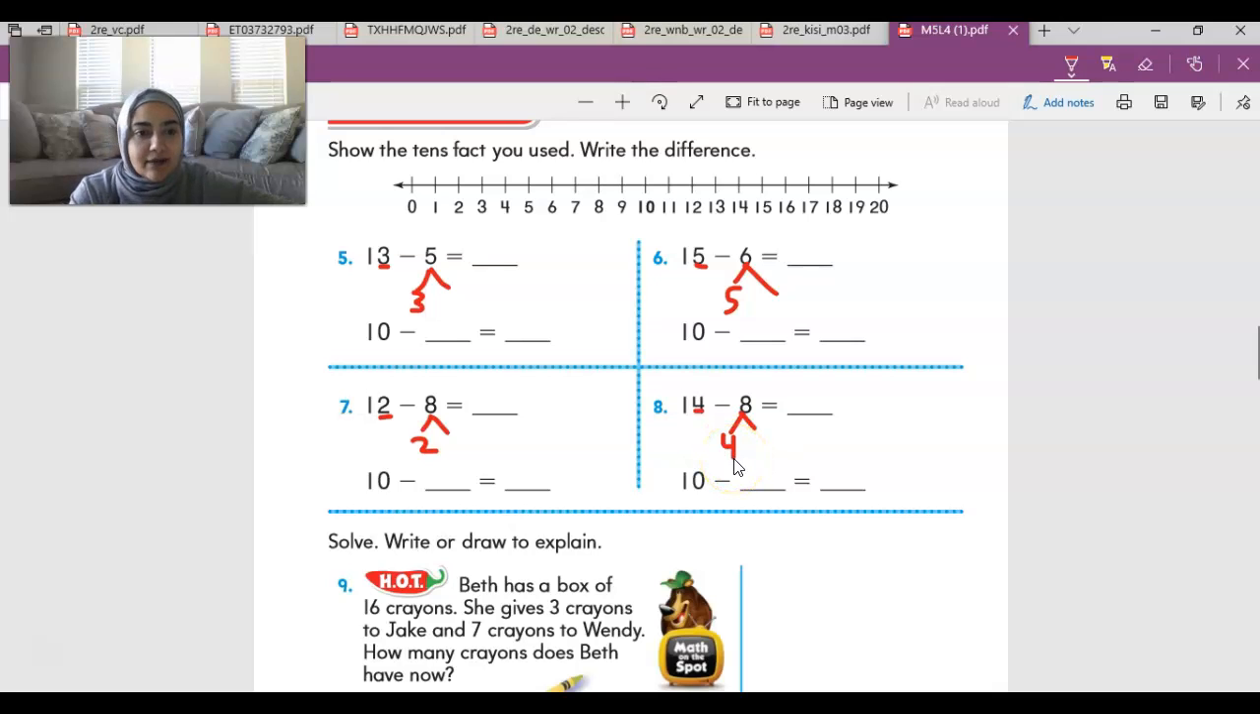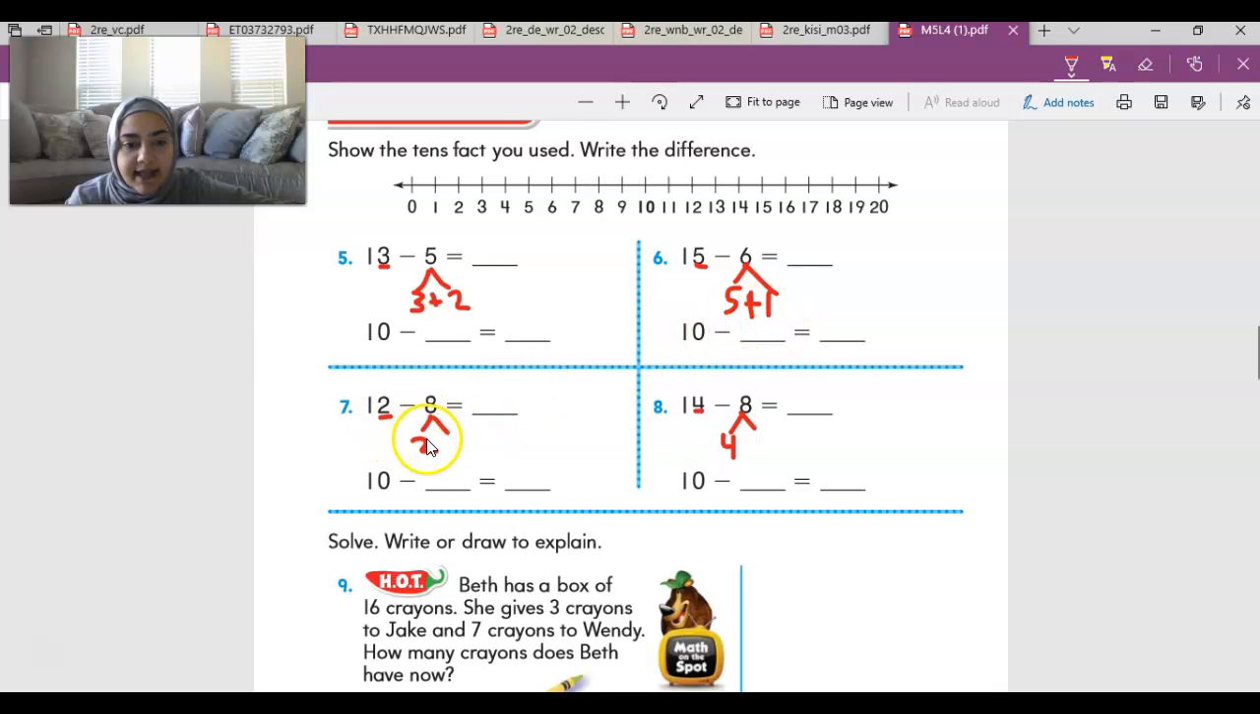Okay, what's the next step? Well, 3 plus what is 5? You ask yourself, 3 plus what makes 5? 3, 4, 5. 3 plus 2 makes 5. 5 plus what makes 6? Okay, so 5 plus what is 6? 5 plus 1 is 6. So you're going to write 1 here.